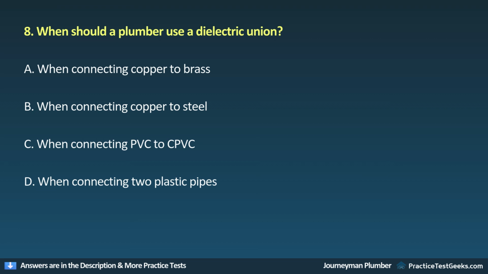8. When should a plumber use a dielectric union? A. When connecting copper to brass. B. When connecting copper to steel. C. When connecting PVC to CPVC. D. When connecting 2 plastic pipes.